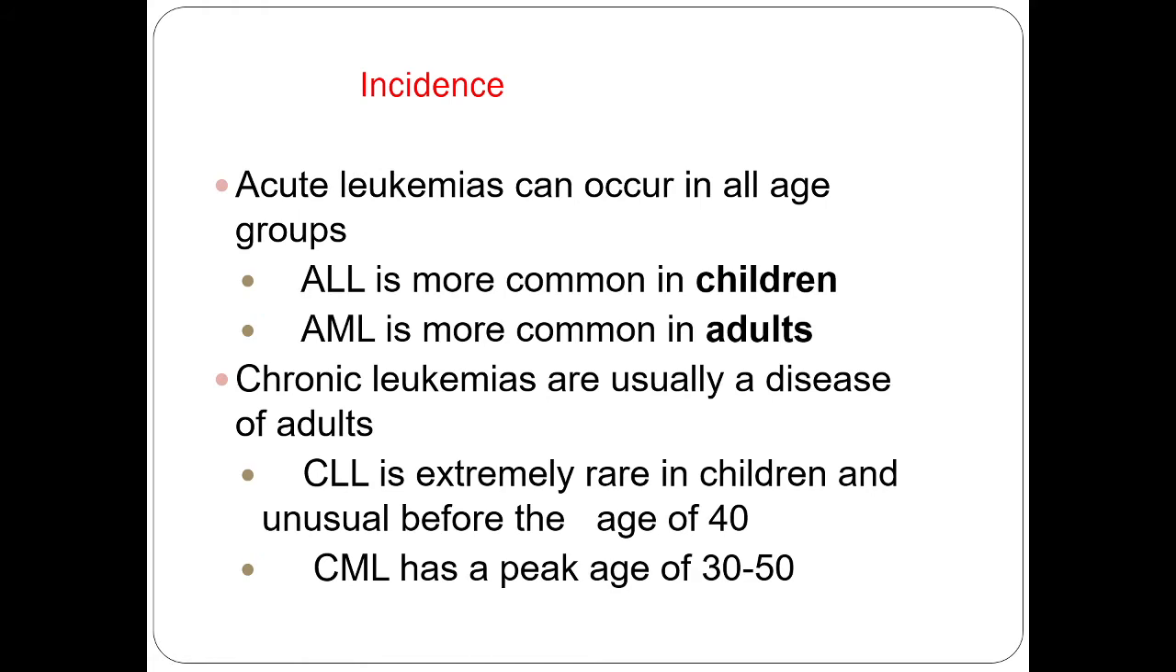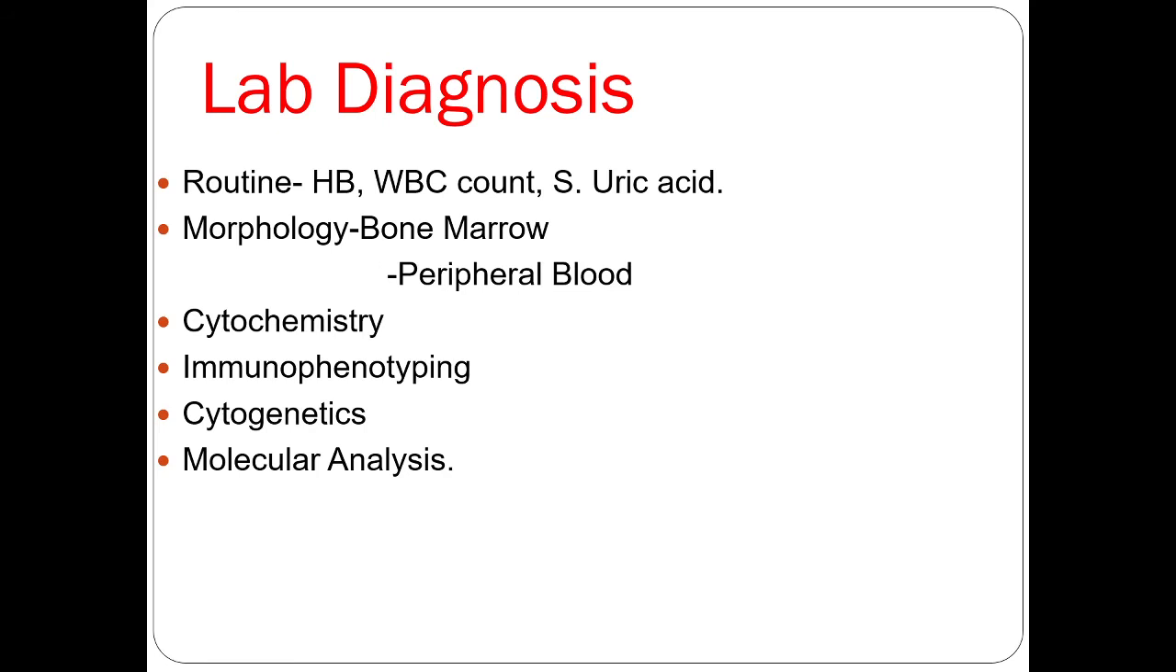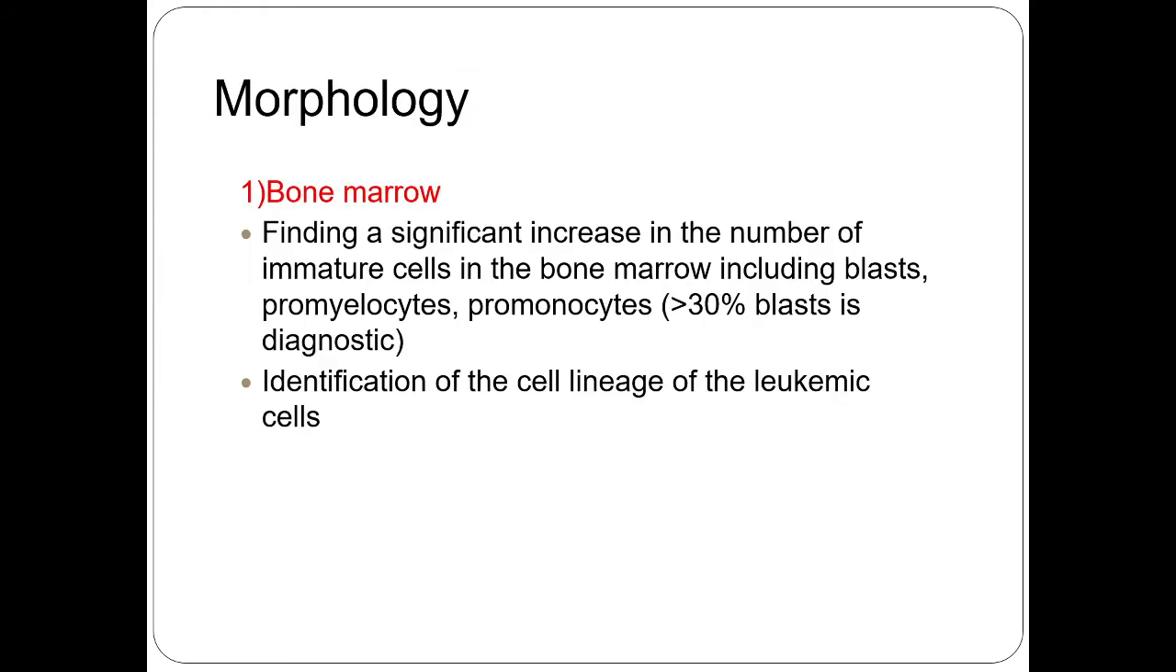Chronic lymphoid leukemia is extremely rare in children and unusual before the age of 40, and CML has a peak age of 30 to 50. Now, lab diagnosis. First, routine: complete blood count, Hb, WBC count, serum uric acid, which is produced by the tumor cells, and morphology by the bone marrow and peripheral smear. Cytochemistry, immunophenotyping, cytogenetics and molecular analysis.